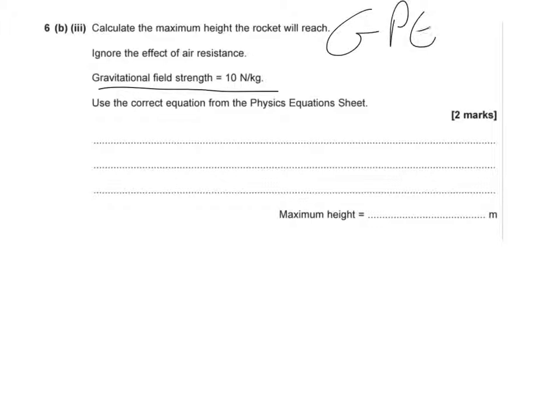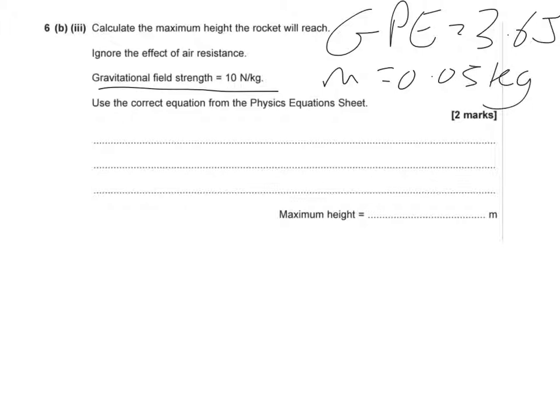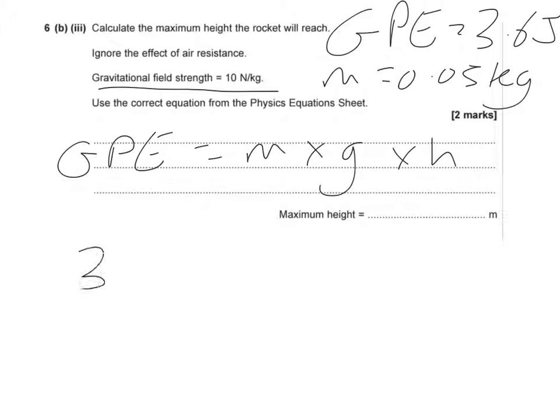I want you to use the correct equation from the physics equation sheet. On our previous equation, we worked out that gravitational potential energy was equal to 3.6 joules. We were also given that the mass was equal to 0.05 kg. You're also given velocity, but we don't need that for this part of the question. Using your equation sheet, you'll find that GPE is equal to M times G times H. So we can put the numbers in to get 3.6 equals 0.05 times 10 multiplied by H. That's 1 mark.